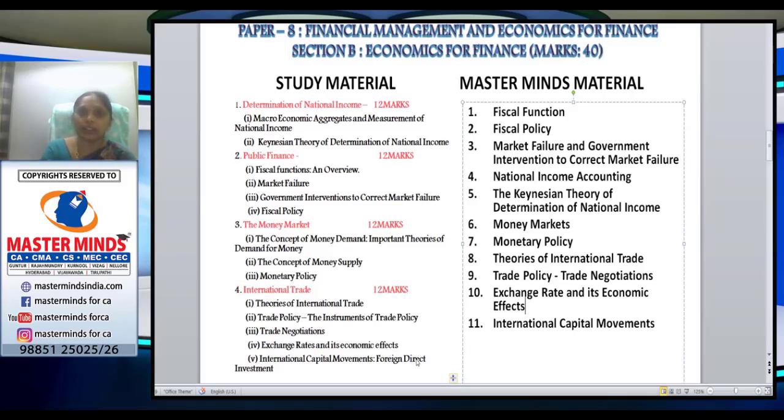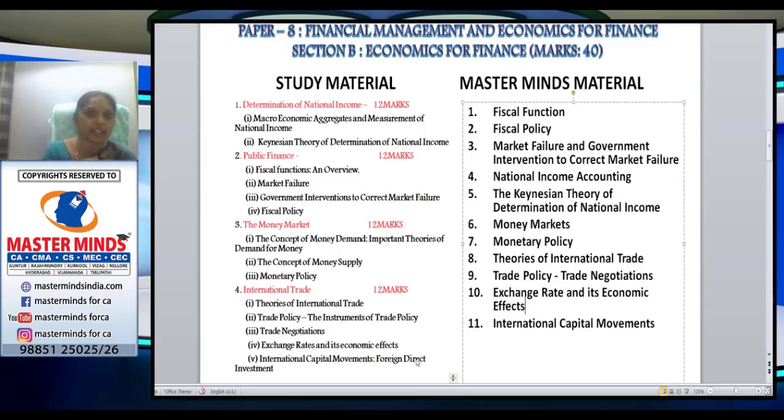The third chapter according to our board material is money market, which has been divided into 3 units. The first one is the concept of money demand, which includes the theories of demand. The second one is the concept of money supply, and the last one is monetary policy.